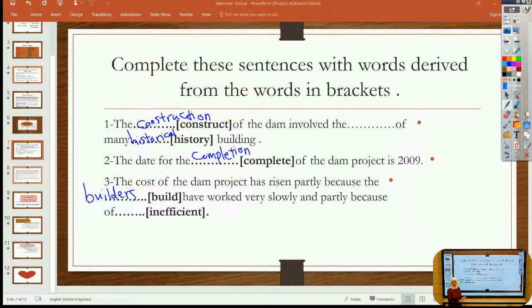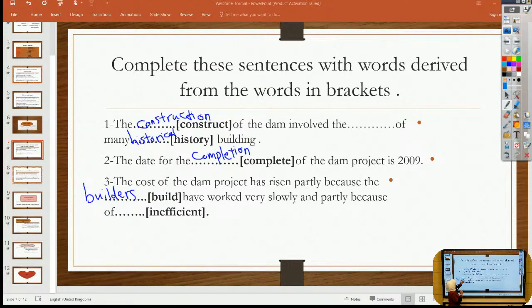I don't think so. It's okay to translate? Arabic? Okay. The construction of the dam. Here by construction we mean building, البناء of the dam.